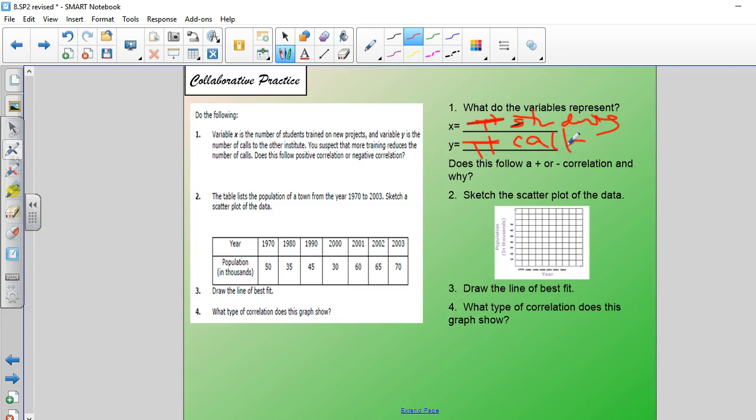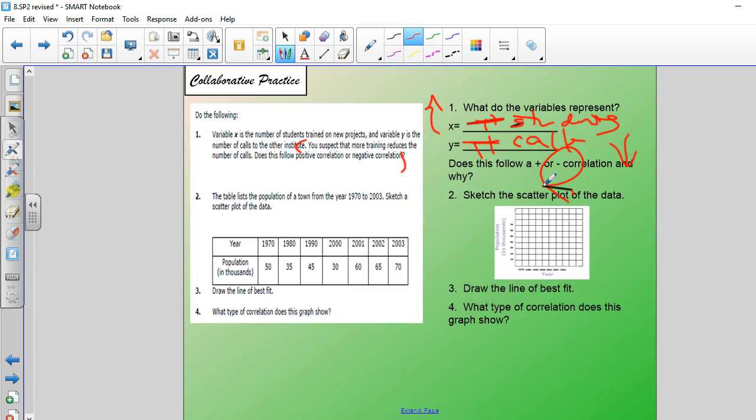Now that you've written down what they represent, sorry about the scribble, you can make some predictions about the data. Look at that last sentence. You suspect that more training reduces the number of calls. So more training, in other words, if you increase the number of students, you're going to decrease the number of calls. When one value increases and the other value decreases, what type of correlation is this? Positive or negative? It's negative. And so you would do that.